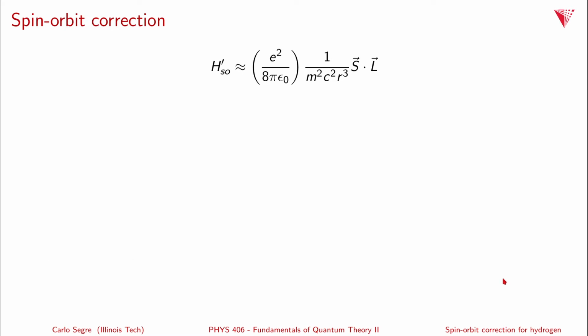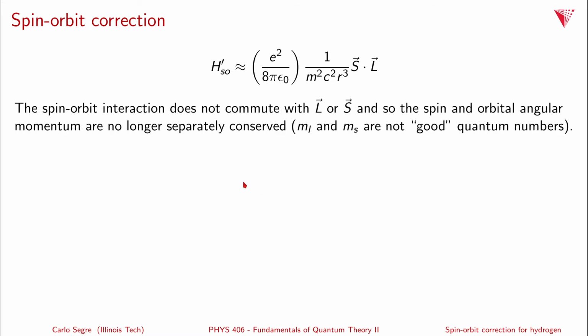So now that we have a perturbing Hamiltonian for the spin-orbit interaction, we take a look at it and we realize that this does not commute with L or S. And so the spin and orbital angular momentum are no longer separately conserved. That is, m sub L and m sub S are not good quantum numbers any longer, because this just doesn't commute with L sub Z or S sub Z. L sub Z doesn't commute with Lx and Ly, which exist in this. S sub Z doesn't commute with Sx or Sy, which is part of the S vector.